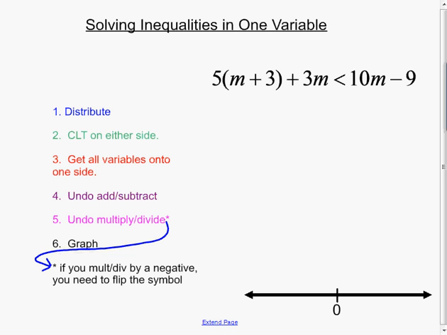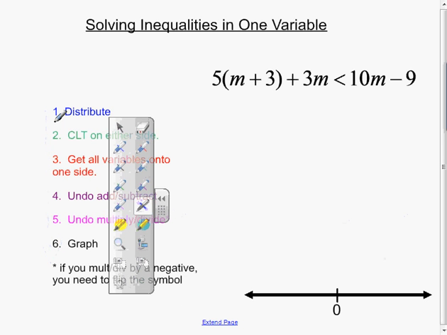If we note down here in the footnote, it says, if you multiply or divide by a negative, you need to flip the symbol. And again, that would only happen in this step 5 because it's where we're asked to multiply or divide. Okay, so we respect things like the golden rule. If we do things on one side, we do them on the other, and we try and respect this order as best we can.